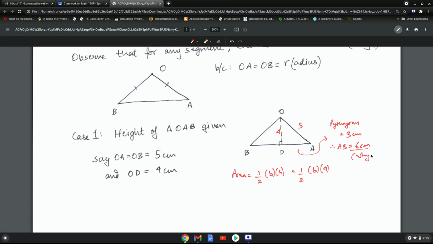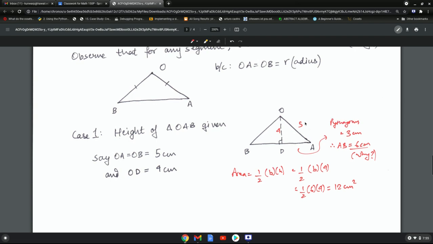Why? Remember the property that if you take a chord and you drop a perpendicular from the center of a circle to the chord, that bisects the chord, which means AD equals BD. So this area is 1/2 times 6 times 4, which is 12 square centimeters. So that's case 1, when the height is already given to you.